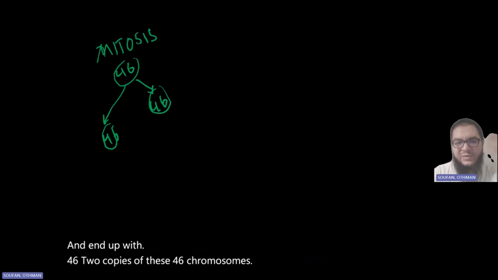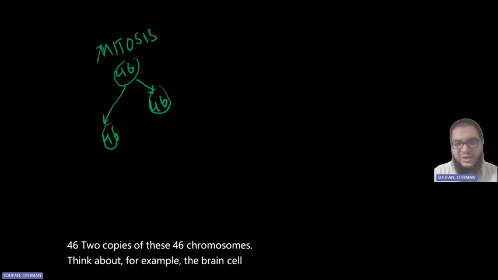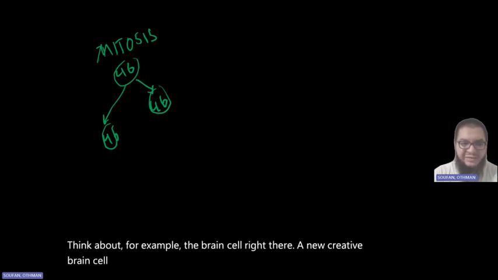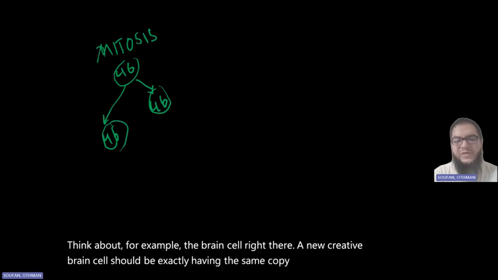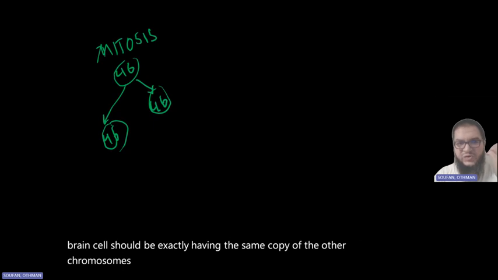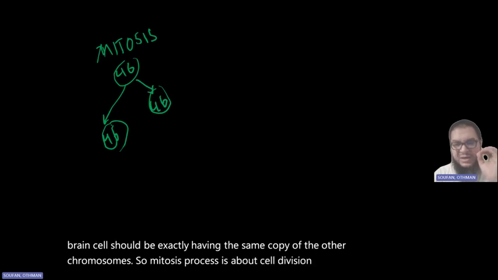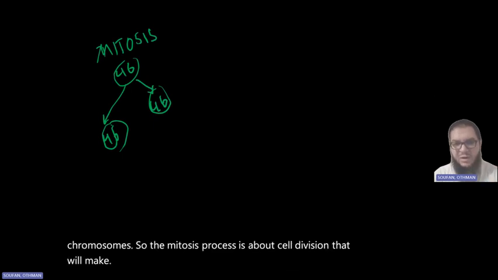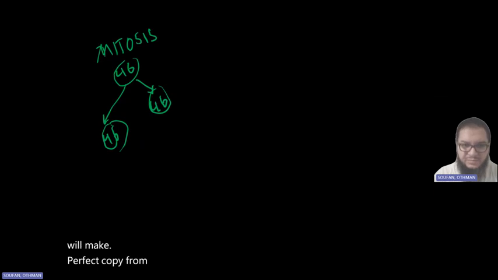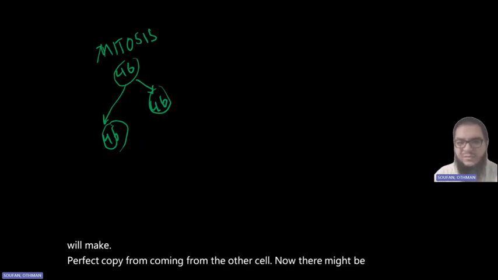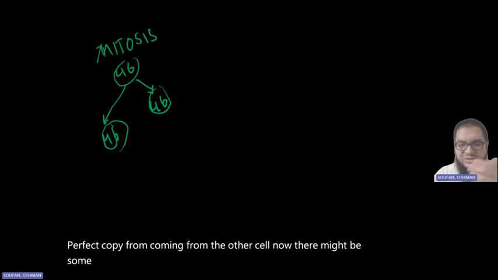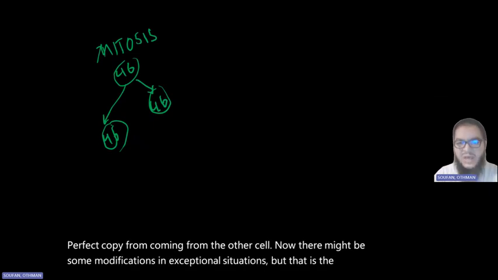Think about, for example, the brain cell, right? A newly created brain cell should have exactly the same copy of the other chromosomes. So the mitosis process is about cell division that will make a perfect copy coming from the other cell. Now, there might be some modifications in exceptional situations, but that is the aim in general.